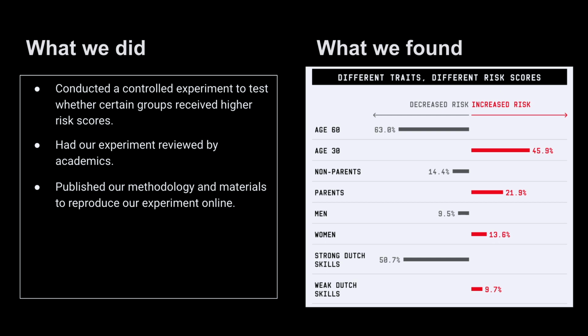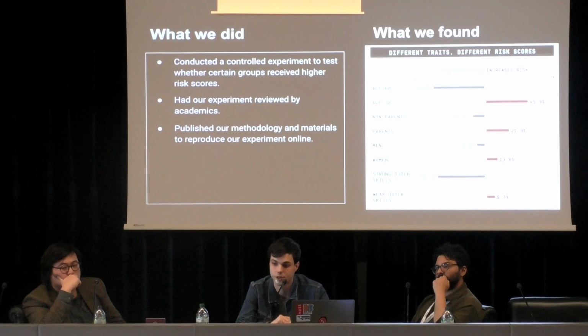And here you can see on the right the top line findings. Not knowing Dutch well, a proxy for ethnicity, increases your chance of being investigated. Being a woman increases your chance of being investigated. Being a parent, too. And if you of course fall into multiple of those categories, your risk is compounded. And this is high stakes because the people who are assigned high risk scores are automatically flagged for incredibly punitive welfare fraud investigations where their lives are turned over.